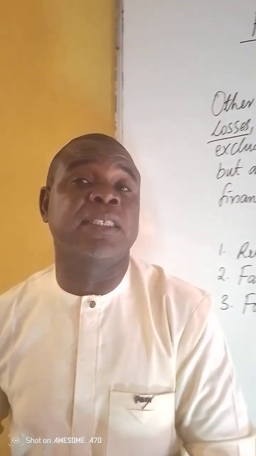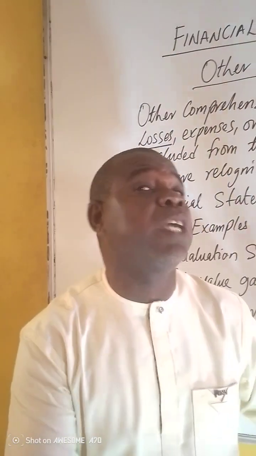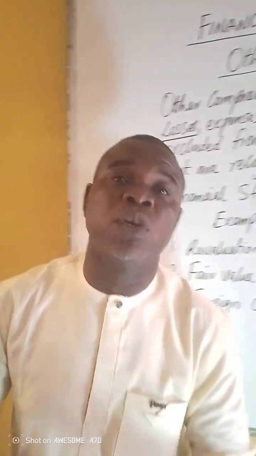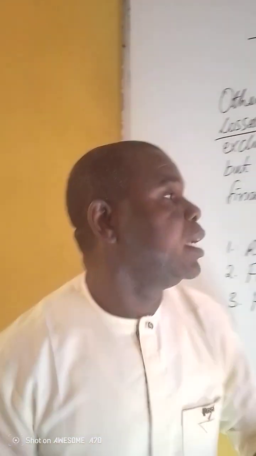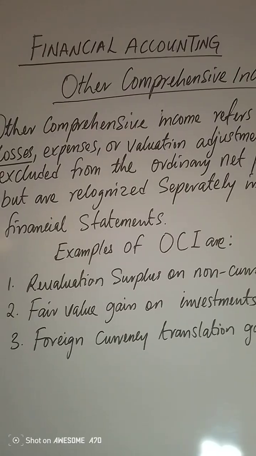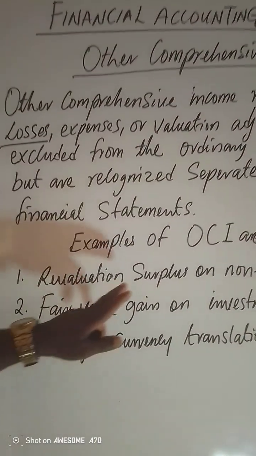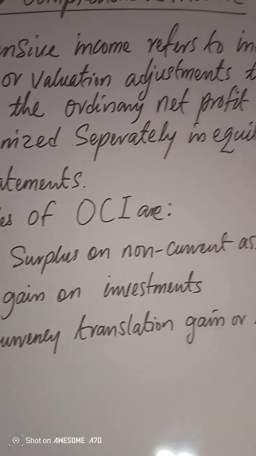Or if such an asset is revalued downward and it results in a reduction in the value of the business, it also refers to other losses. Let's look at examples of other comprehensive income as I explained. Number one, we talk of revaluation surplus of non-current assets.